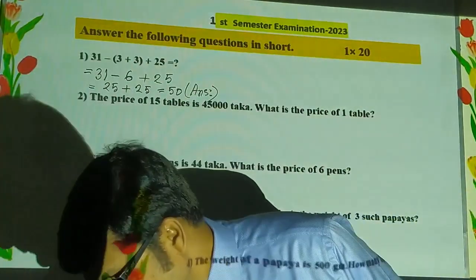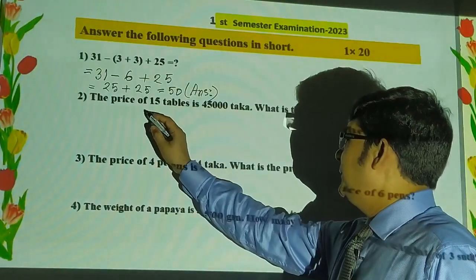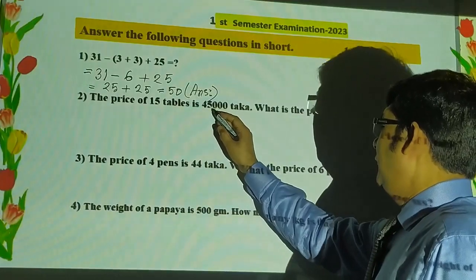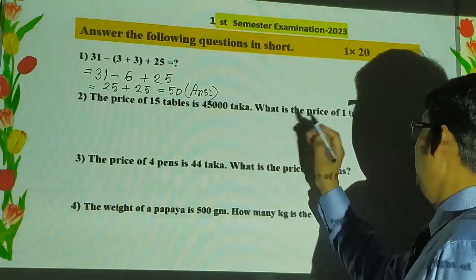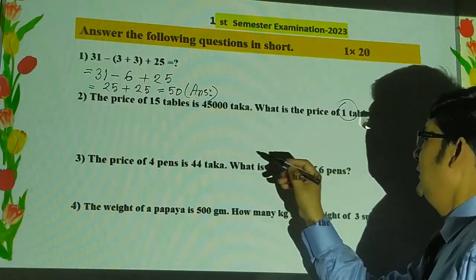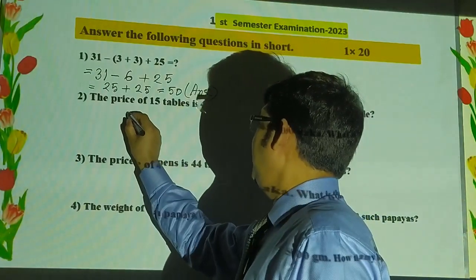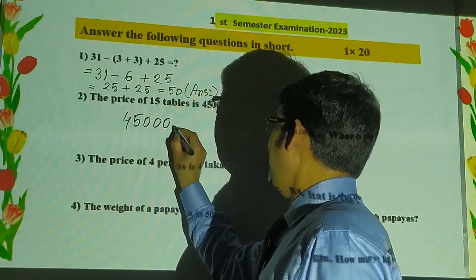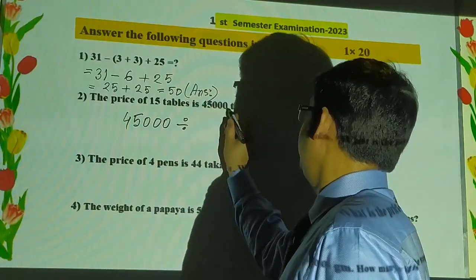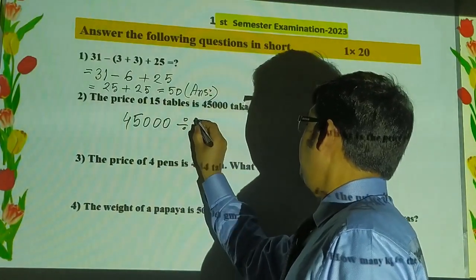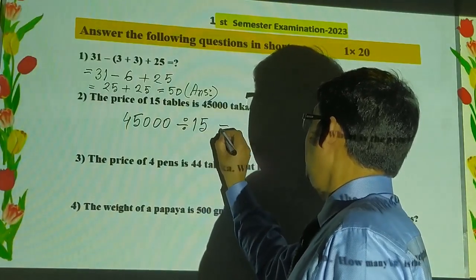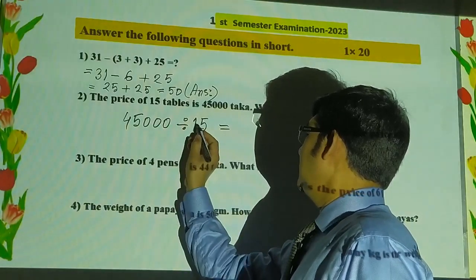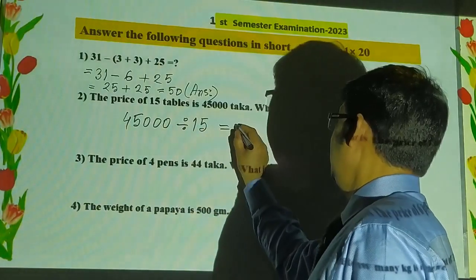So now, another question: the price of 15 tables is 45,000 taka. What is the price of one table? So my students, you will solve this math. At first is 45,000 divided by 15. So 15, how many times will it go? 3 times. 15 times 3 is 45, right?